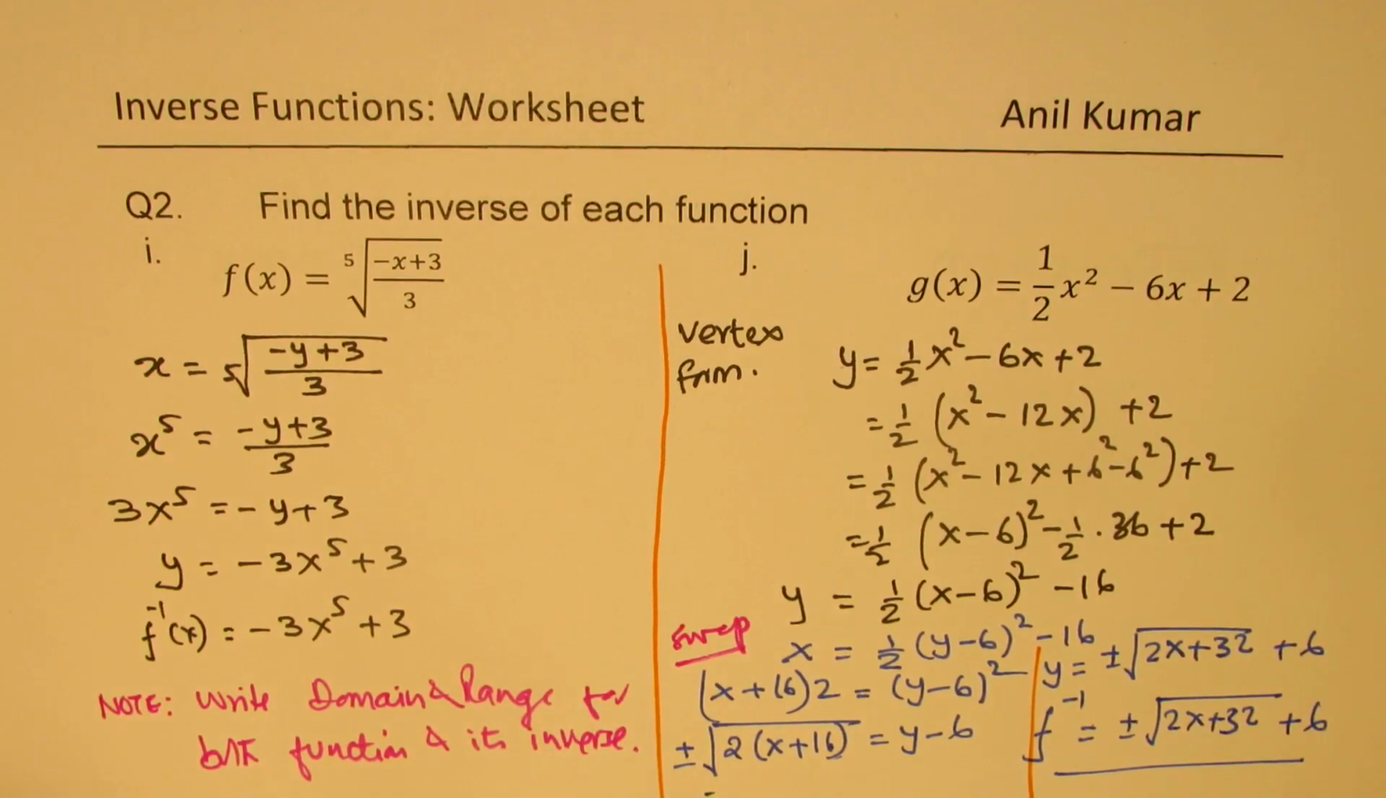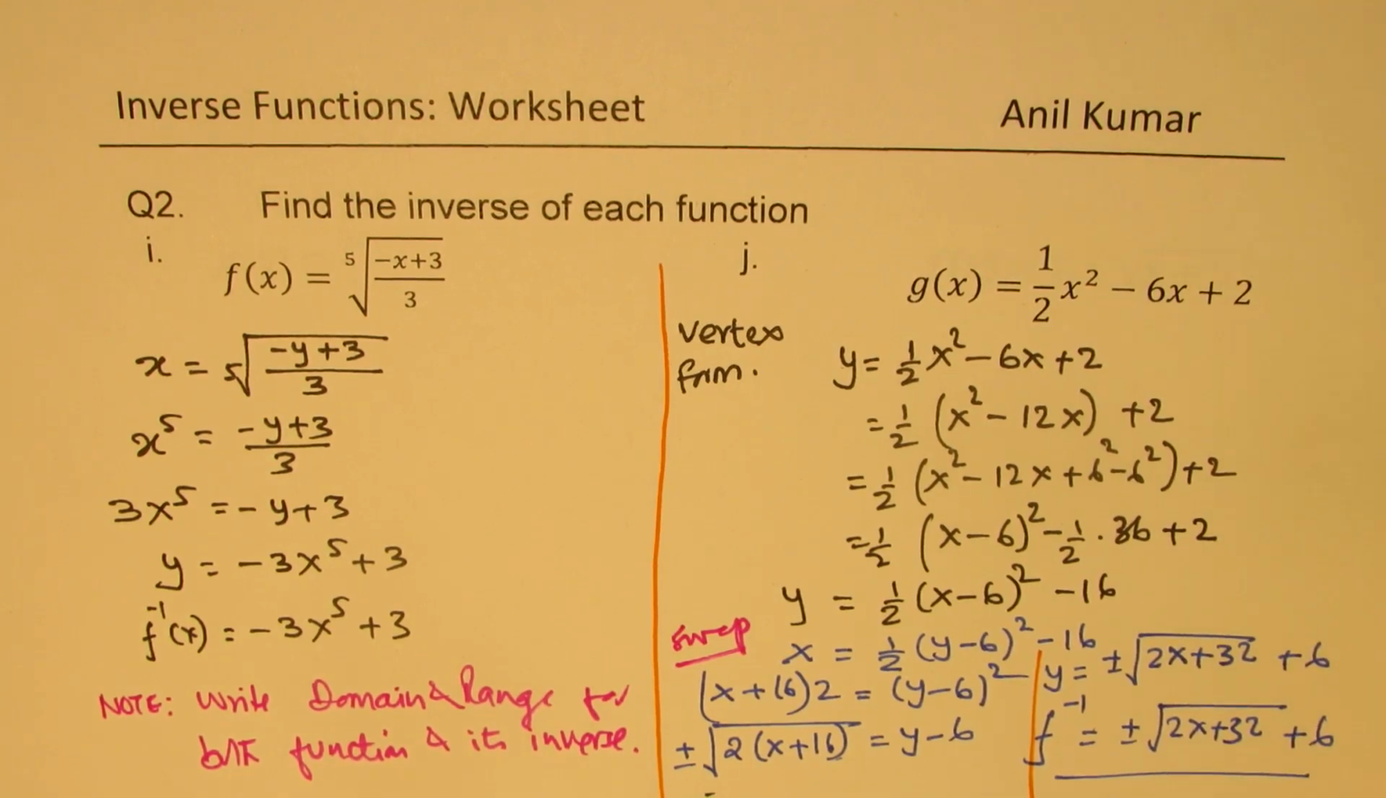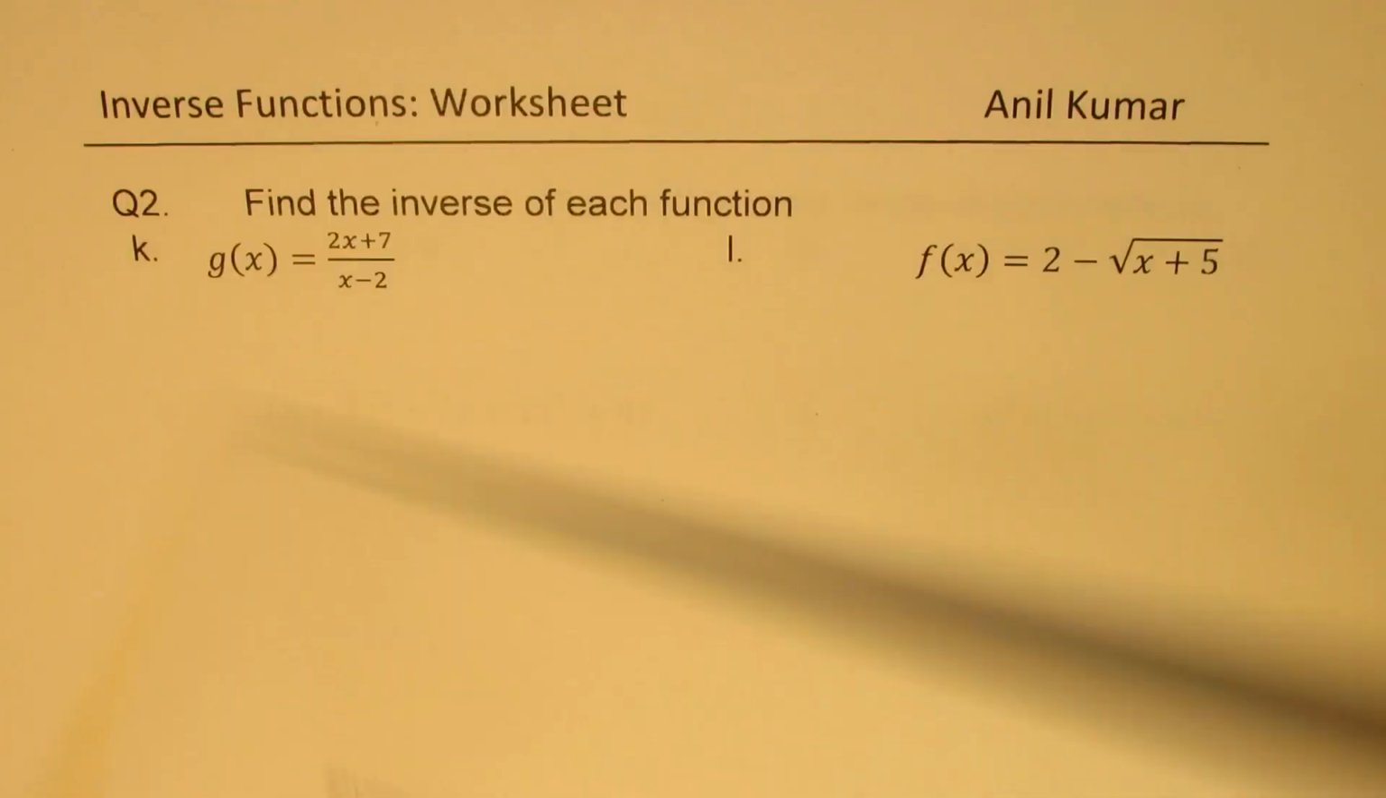Is that clear to you? So we have to do completing the squares to get the equation in vertex form, and then we should be finding the inverse.